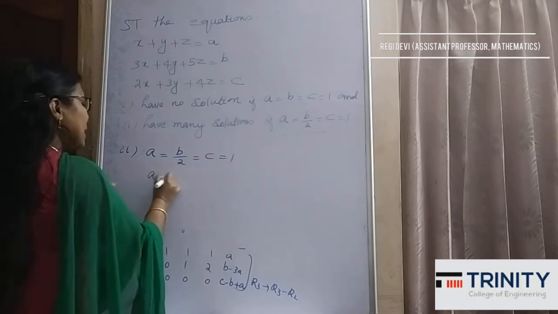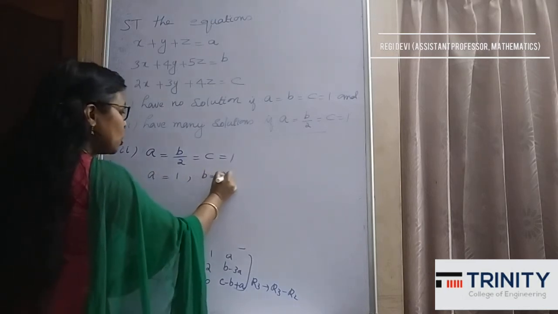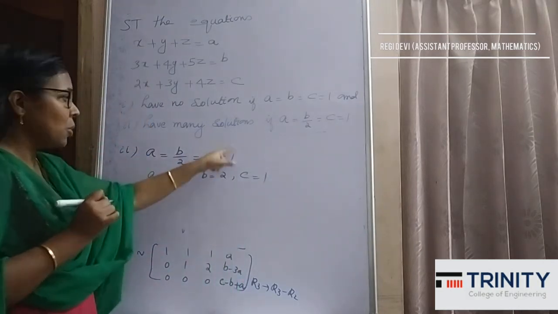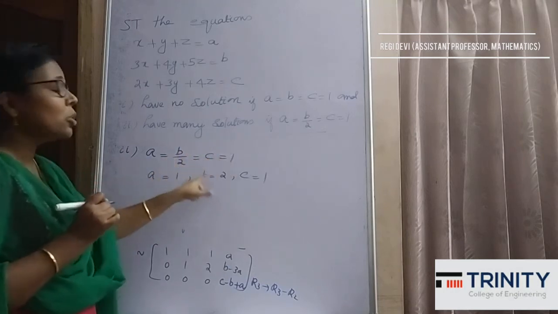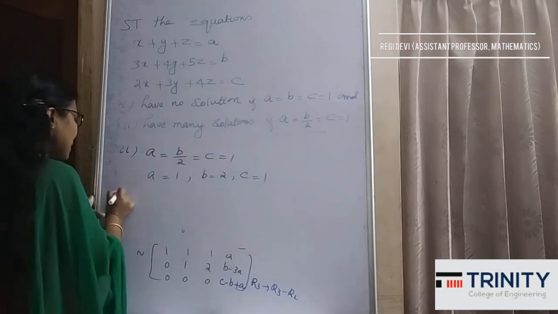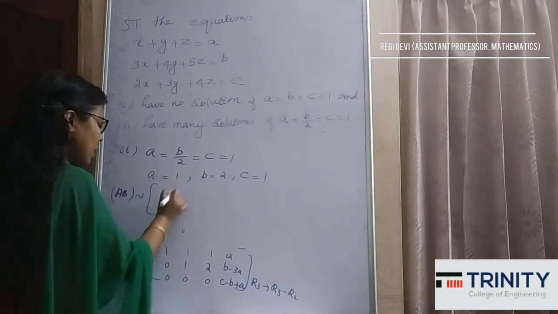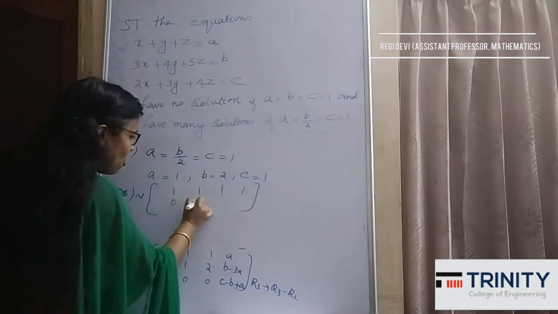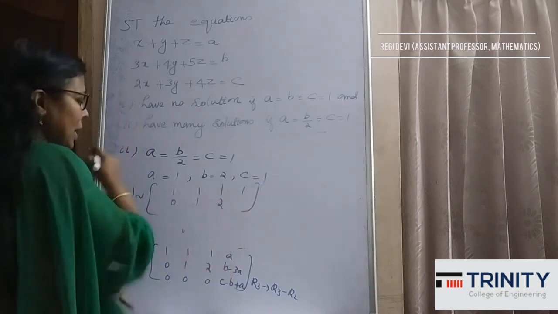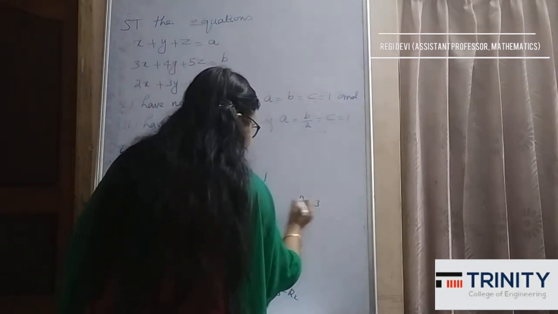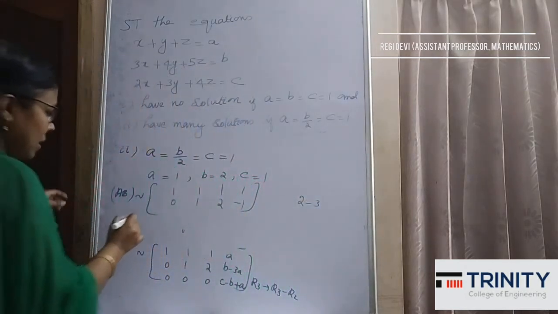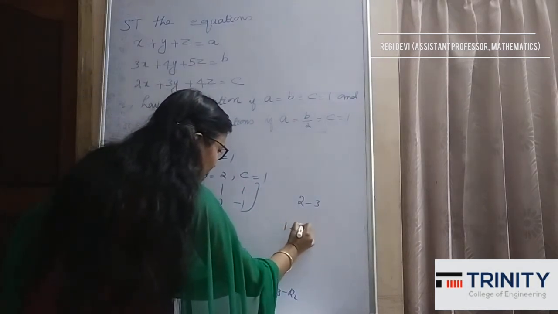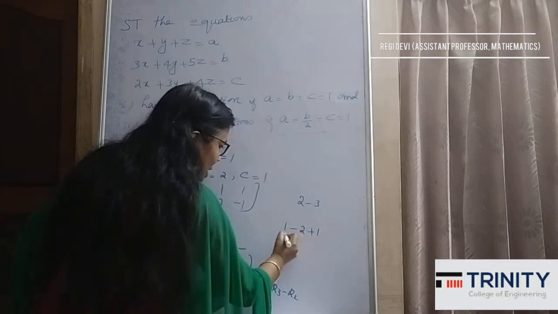That is, by applying A equal to 1, B equal to 2, also C equal to 1. A equal to 1, C equal to 1, but B by 2 equal to 1 means B equal to 2. The augmented matrix AB becomes 1, 1, 1, 1; 0, 1, 2, and B minus 3A, where B is 2, is 2 minus 3, that is minus 1; then 0, 0, 0, and with C 1, B 2, A 1, that is 2 minus 2, 0.